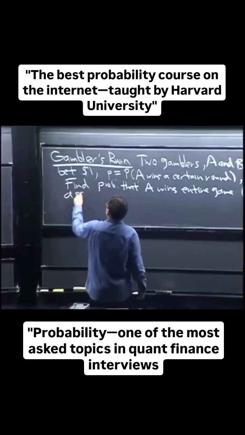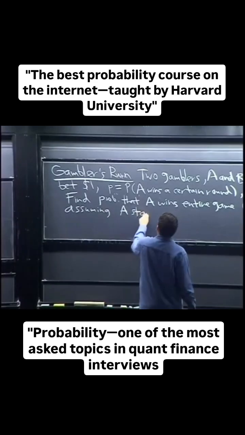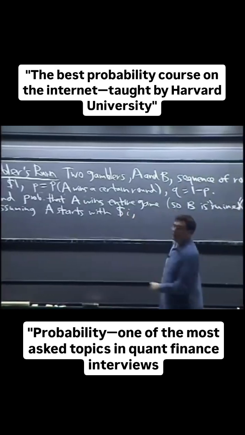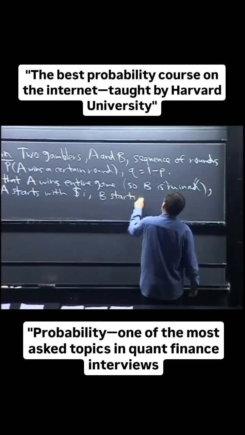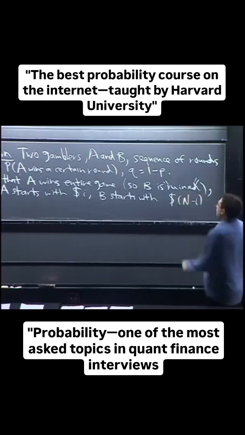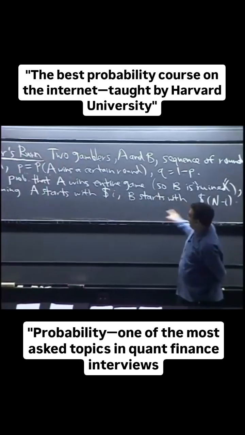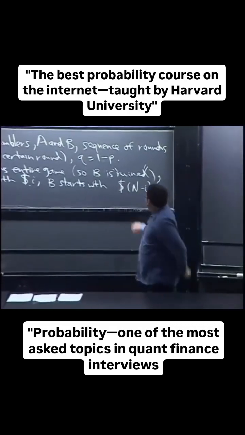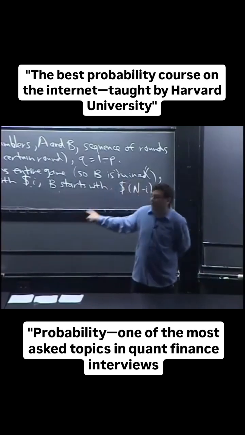Now, we need to assume what the initial conditions are. Assuming that A starts with I dollars and B starts with n minus I dollars. I chose the notation this way just so that I makes me think of an integer, because I'm assuming integer dollars going back and forth. And I call B's initial wealth n minus I because then the total is capital N dollars.